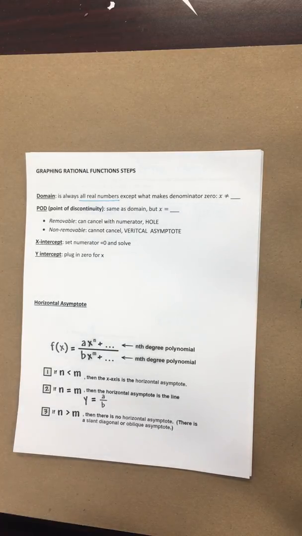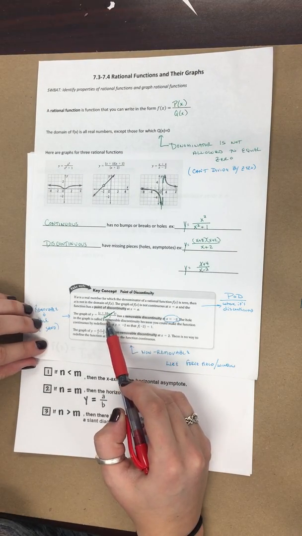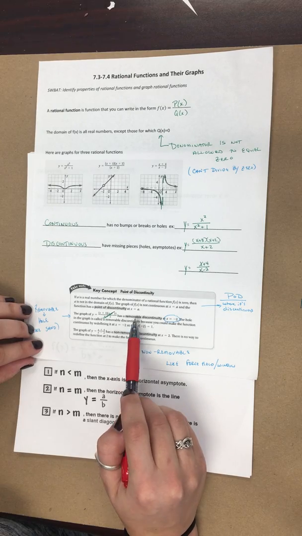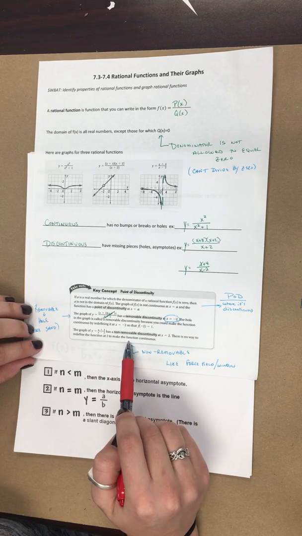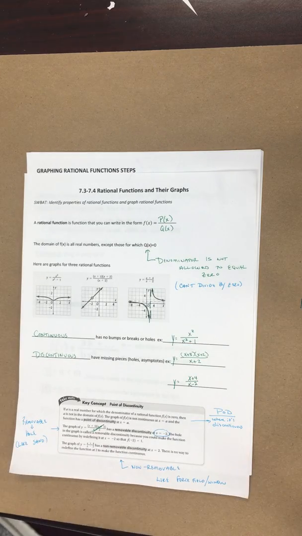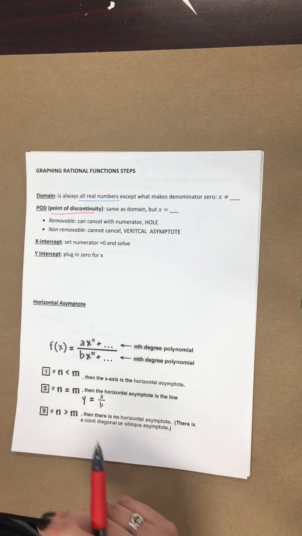All right, so next on our list of steps for identifying key parts is the POD, the point of discontinuity. Now, we learned on the first page that there's two different types, the ones that you can remove and the ones that you can't remove. They're either going to be a hole or a vertical asymptote, which is like that force field that you watched in the original video. So, the POD is super easy.